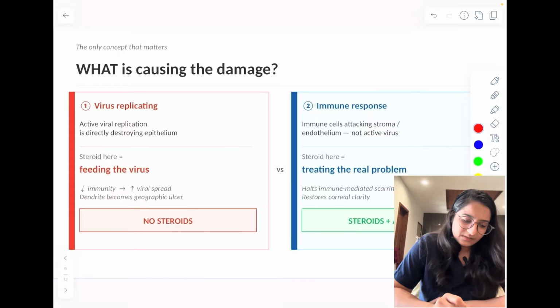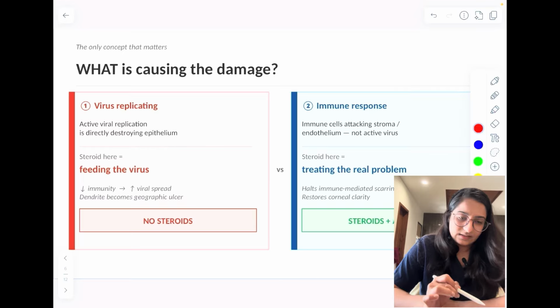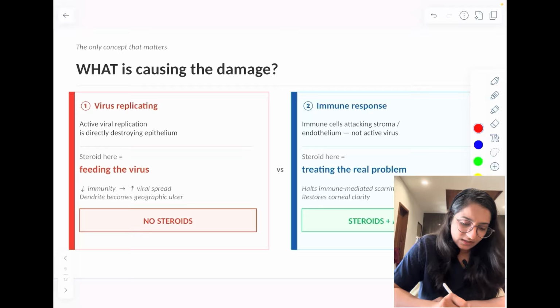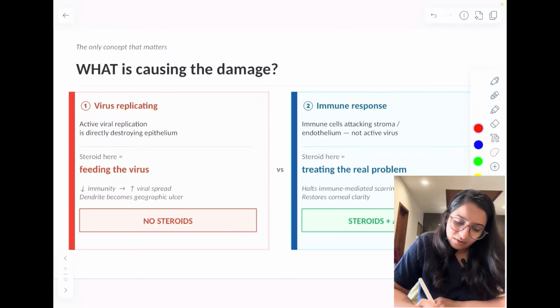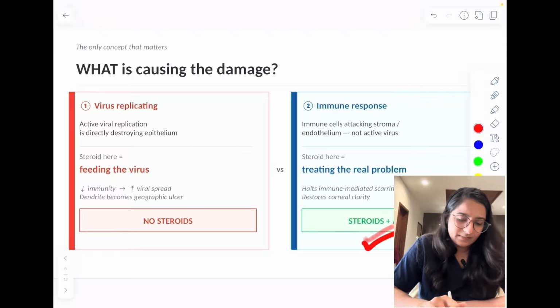So the concept, as we understood, is that active viral replication is destroying the epithelium. So steroid here feeds the virus and increases the virus spread. So then it becomes geographic. So no steroid here. While in immune response, in case of stromal keratitis or endothelitis, we are treating the problem. So steroid under antiviral cover is recommended.